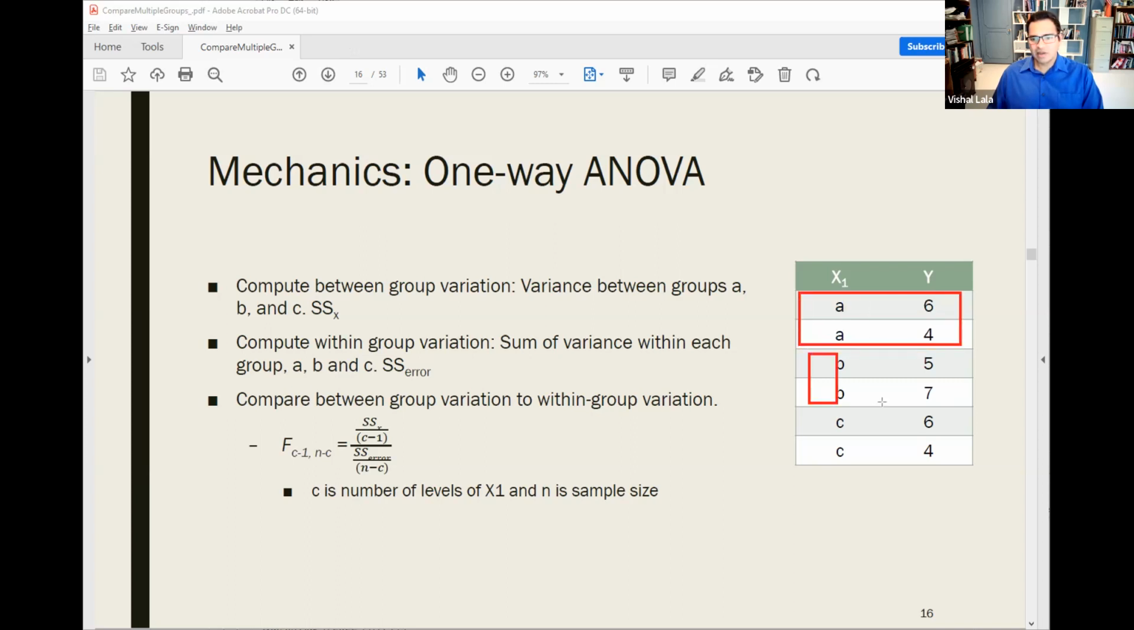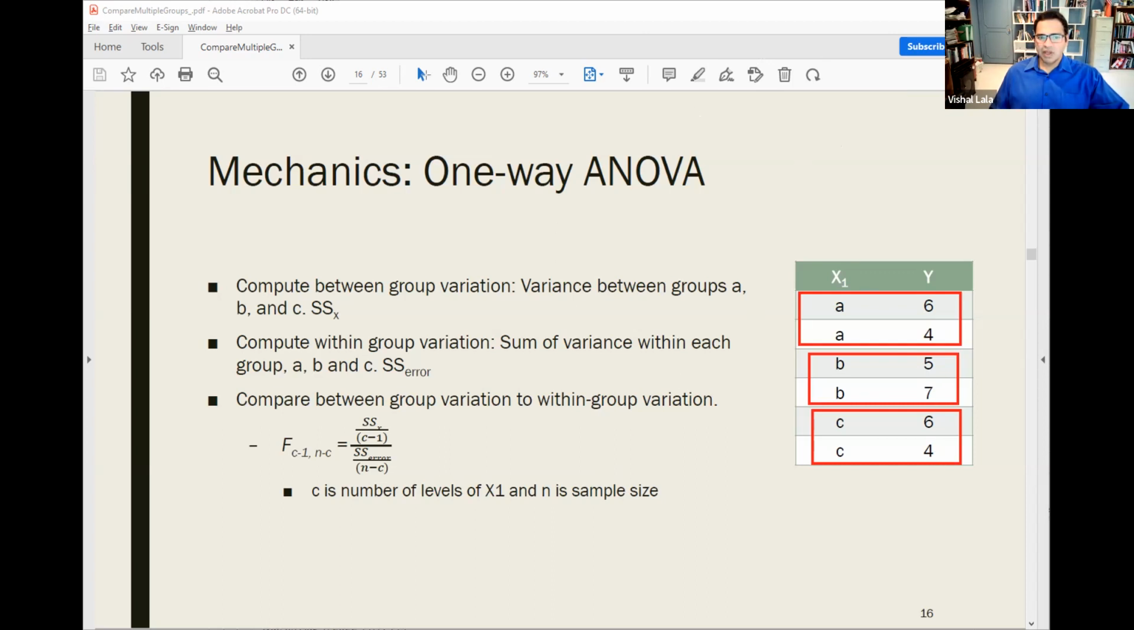When we look at the variation within a group, we're talking about the variation that exists within group A, that is across 6 and 4, and within B, which is 5 and 7, and the variation between 6 and 4 within the group C. That is the within group variation. You'll see that in terms of just raw numbers, we're seeing a difference of 2 across each one of those levels of each group: 6 minus 4, 7 minus 5, and 6 minus 4 again.